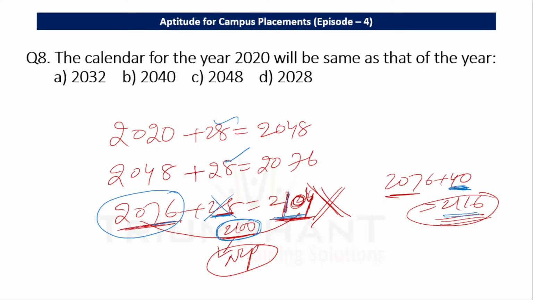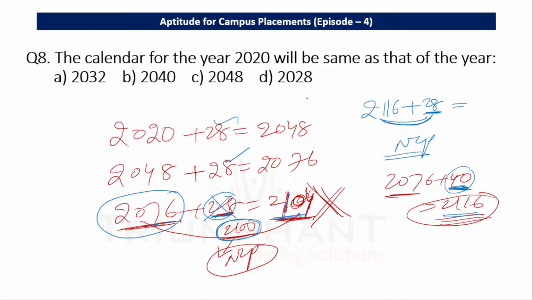So therefore 2116. Suppose you want to get the same calendar as 2116, now 28 is enough, because on adding 28 to this, I am not crossing a century. So I'll add 28 only. If I cross a century, and that too a non-leap year century, then I should add 40. Otherwise 28 is sufficient. I hope this concept is clear to you.